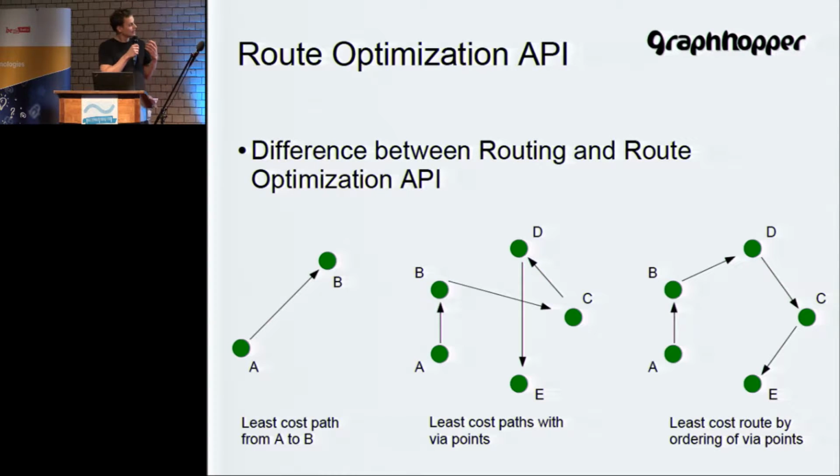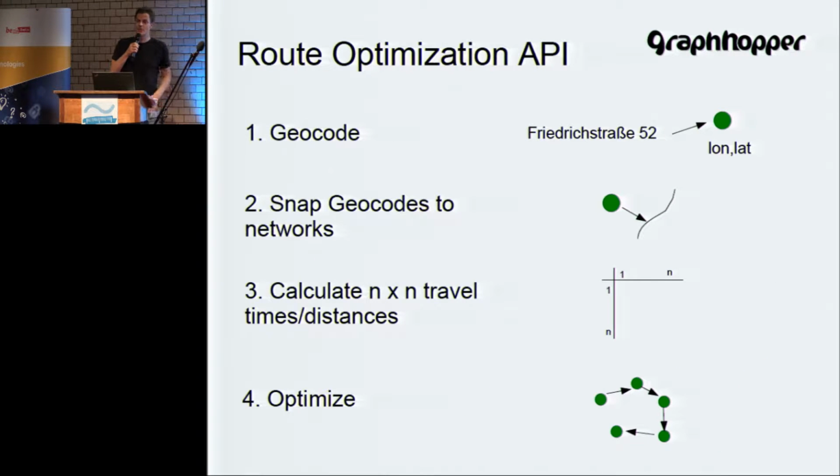But once you don't want to specify the sequence, you need an optimization API so that the algorithm can decide about the best sequence. And our optimization API works as follows. We first geocode the incoming request. That is, we assign geocodes to addresses. Then we snap these geocodes to networks. Then we calculate end times and travel times and distance matrices. And then we solve the optimization problem.